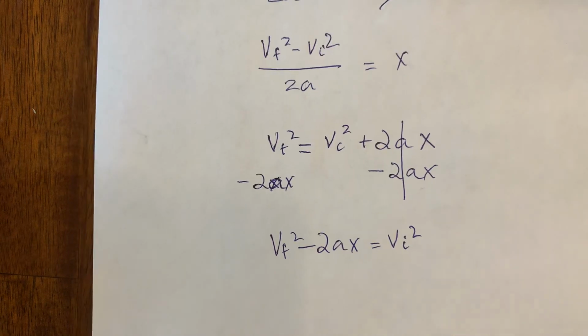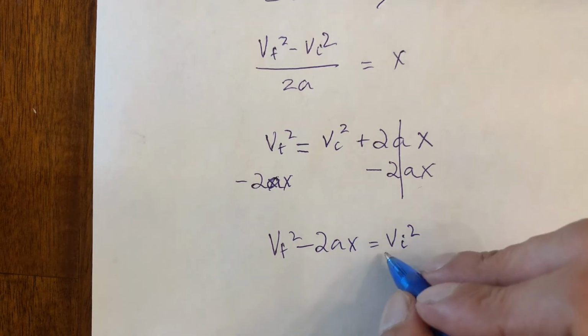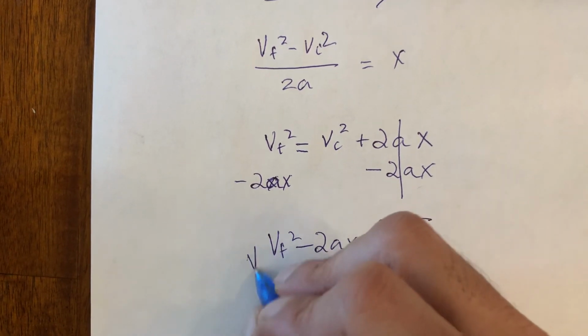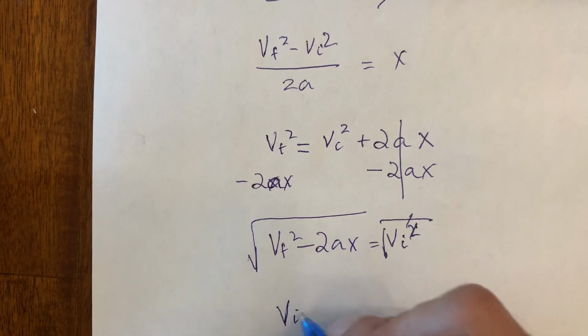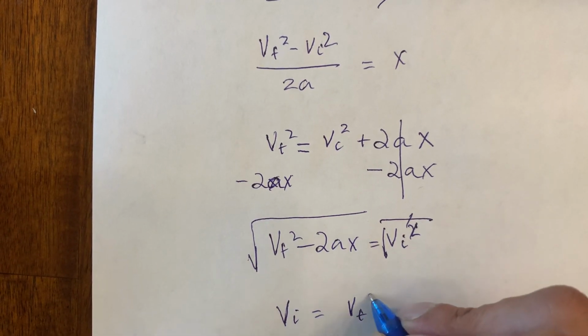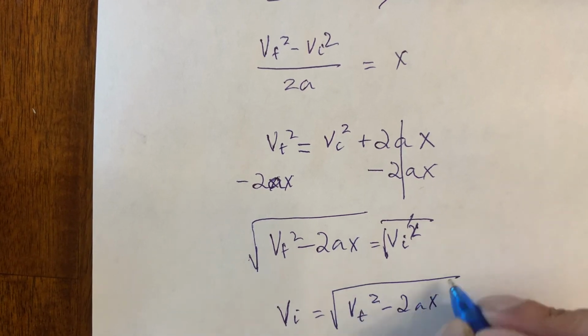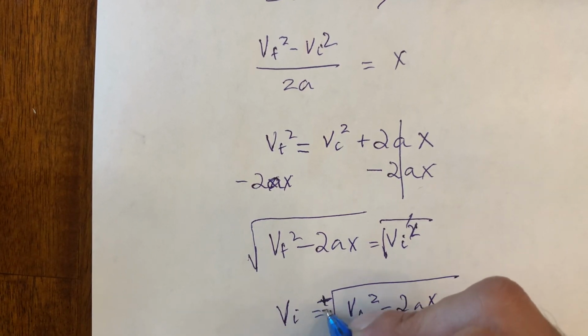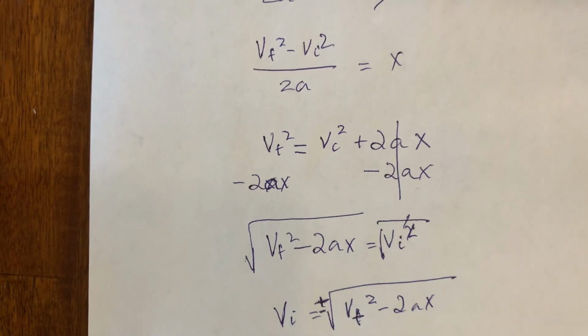And now we want to get rid of this little 2 up here so we get vi by itself. So the way we get rid of a square is by square rooting both sides. So I take the square root of both sides. That gets rid of that, leaving me with vi is equal to the square root of vf squared minus 2ax. And then this could be a positive or a negative quantity. Okay, so I hope that makes sense.